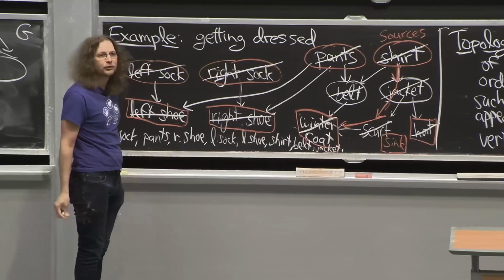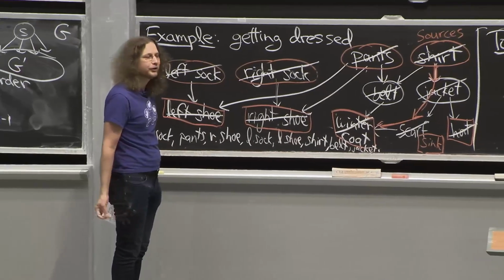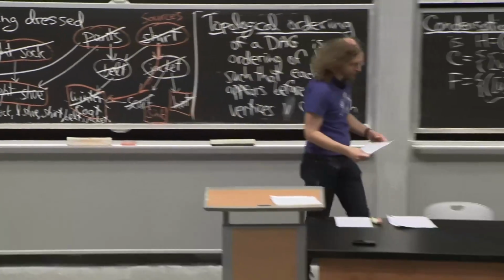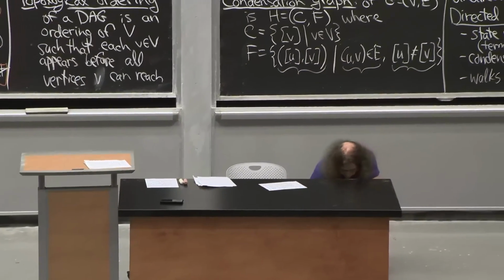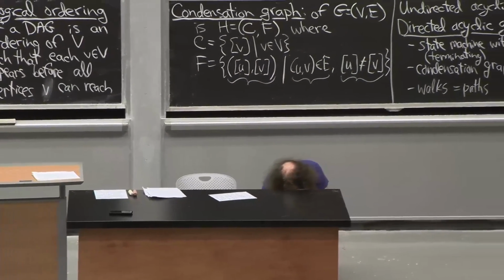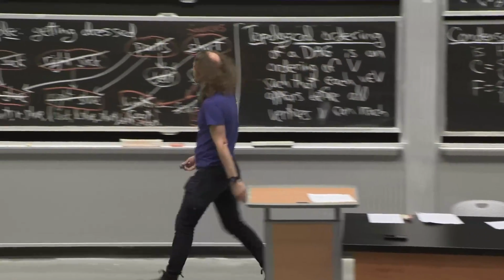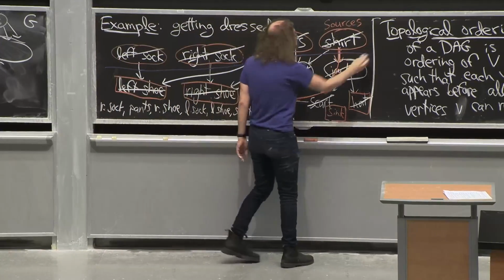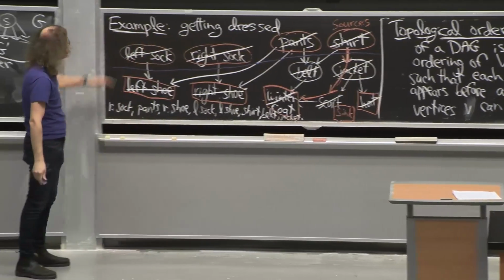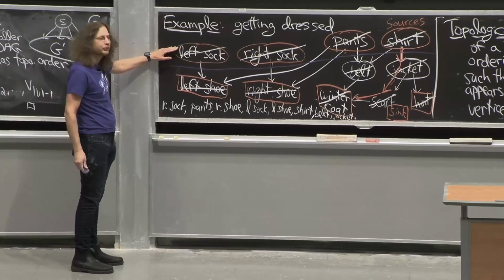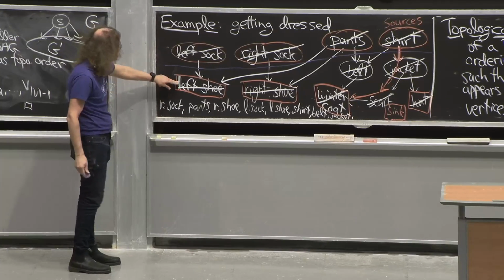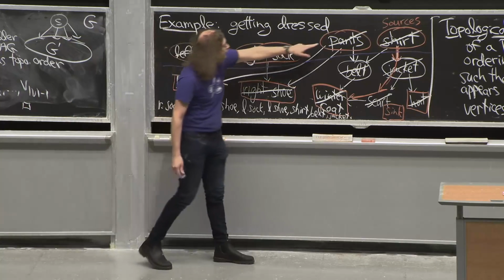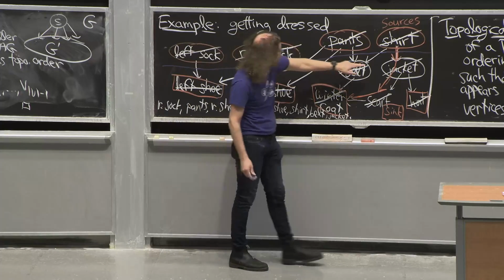And so I claim this set of tasks can be executed in just 4 steps, 4 rounds of parallel execution. Namely, I think I need another color. Purple. Okay. So how I do it is actually pretty intuitive. I just want to take all the sources at each step. So in the beginning, I had 4 sources. I'm going to do all of those at time 0. Then what's the source? This becomes a source because both left sock and pants were done in the previous step. This becomes a source because right sock and pants were done in the previous step. This becomes a source, and this becomes a source.